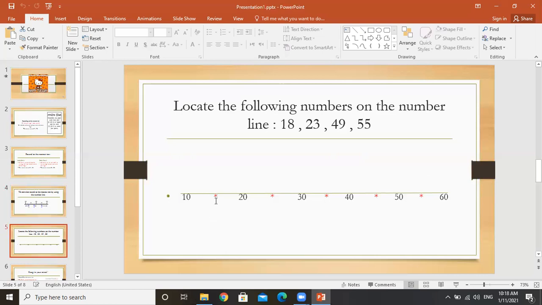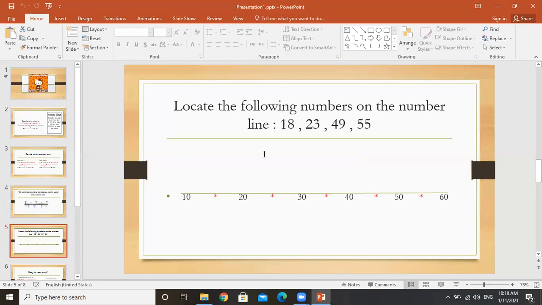Here we have the number 15. 15 is the midpoint between 10 and 20. And here we have the number 25. 25 is the midpoint between 20 and 30. And here we have 35. Here we have 45. And here we have 55.